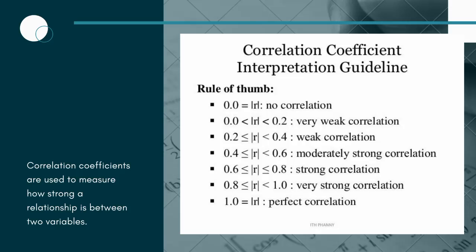If a value is greater than or equal to 0.6 and less than or equal to 0.8, it has a strong correlation. And if the value is greater than or equal to 0.8 and less than 1, it has a very strong correlation. And if the value is equal to 1, the correlation is perfect.